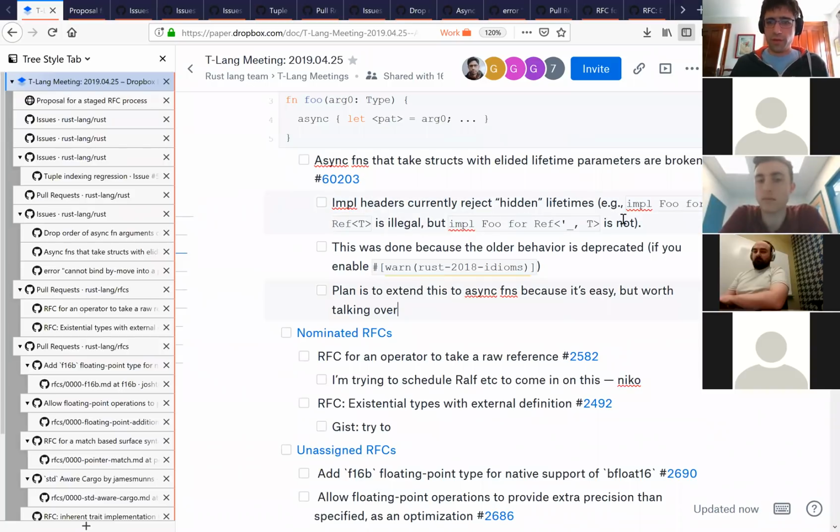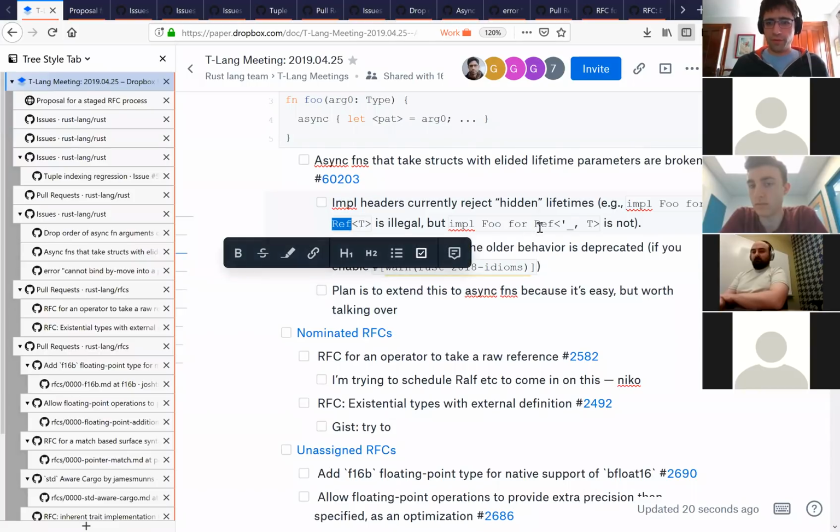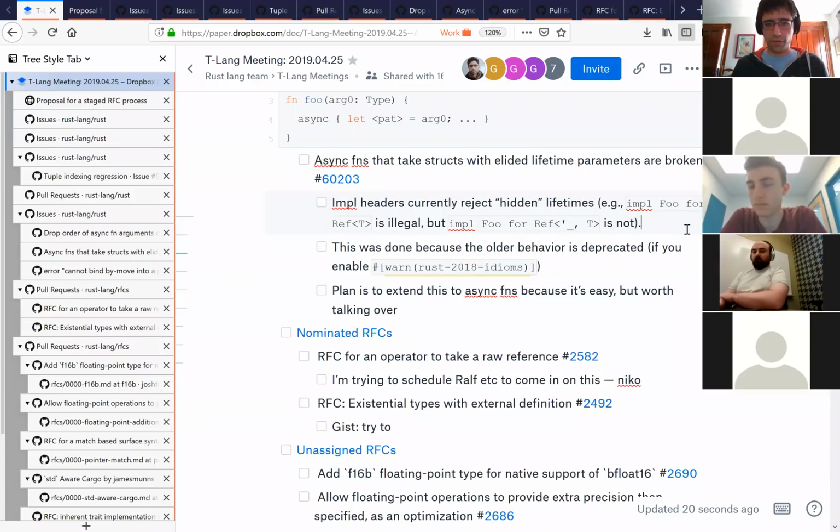Today, you're allowed to elide lifetimes in impl headers, thanks to Rust 2018. But you are not allowed to elide lifetimes completely invisibly. They can't be totally hidden. So for example, if you have the Ref type, you have to write tick underscore when there's a lifetime parameter. You don't get to just leave it out in an impl header. That's not true in a function, for backwards compatibility reasons.